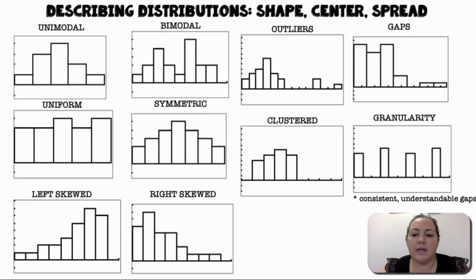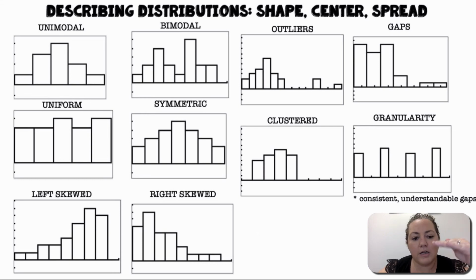Describing distributions, again: shape, center, spread, and then any unusual features. Unimodal means it has one peak. The mode is what occurs the most often, so wherever it occurs the most often, that's where you're going to have a peak. So unimodal has one peak. Bimodal has 2 peaks. It's just a rough shape. You're not saying, well, it went up a little bit. Just a vague shape.